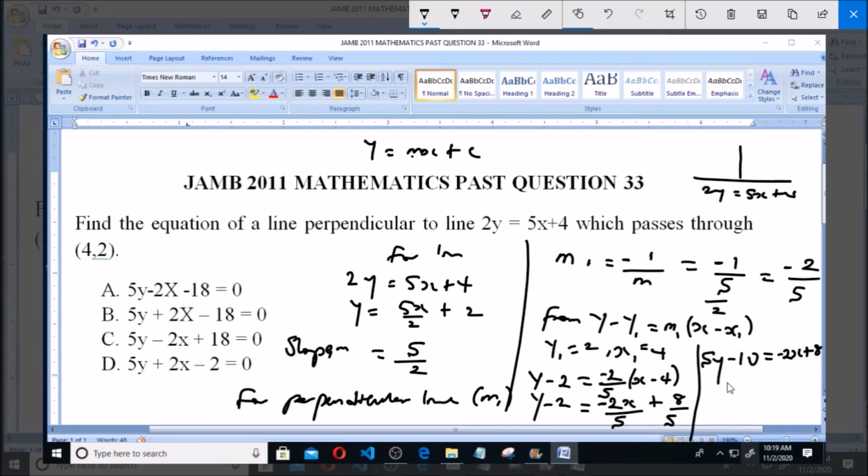Now we will have 5y is equal to, taking 10 to this side, minus 2x plus 8 plus 10. So 5y is equals to minus 2x plus 18. Now let's transfer everything to the left hand side. So we have 5y plus 2x minus 18 equal to 0. 5y plus 2x minus 18 equal to 0. And that is option B. 5y plus 2x minus 18 equals to 0.